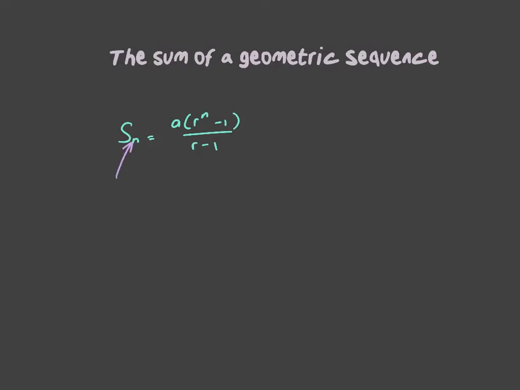So Sn of course is the sum of a certain number of terms, n. A is the first term, like always. So the first term, and n of course is the number of terms. R is the ratio. Term 2 divided by term 1 should be equal to term 3 divided by term 2. And yeah, so that's all you need.